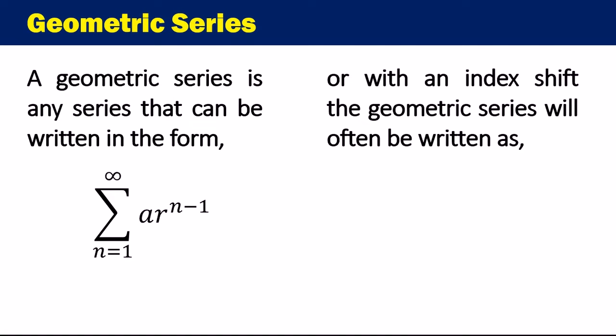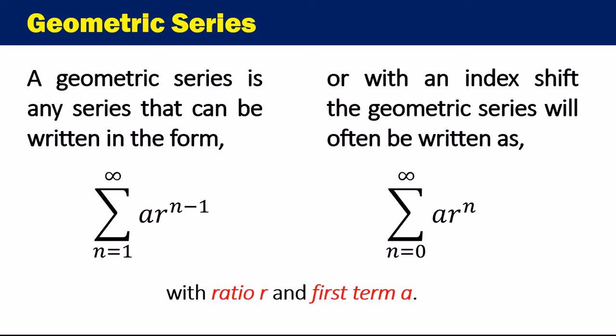Or with an index shift, the geometric series will often be written as the summation of a times r raised to the power of n, where n is equal to 0 to infinity, with ratio r and first term a. So these are identical series and will have identical values provided they converge, of course.